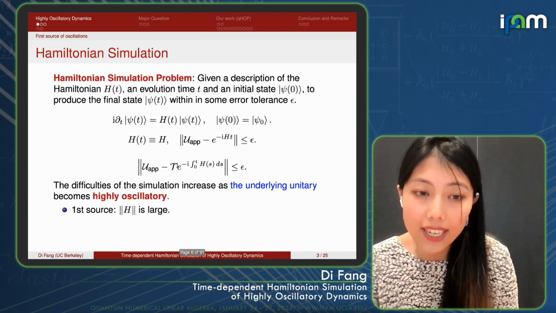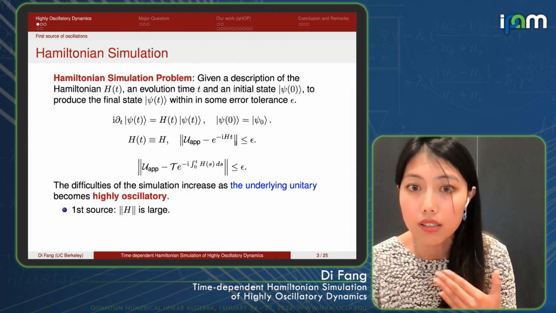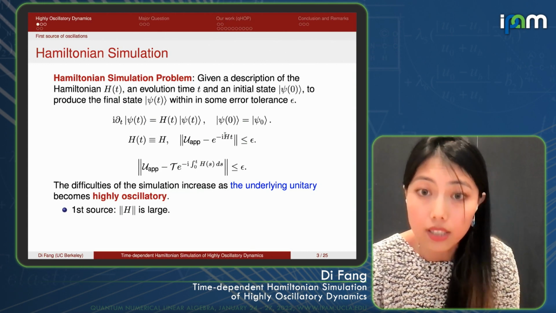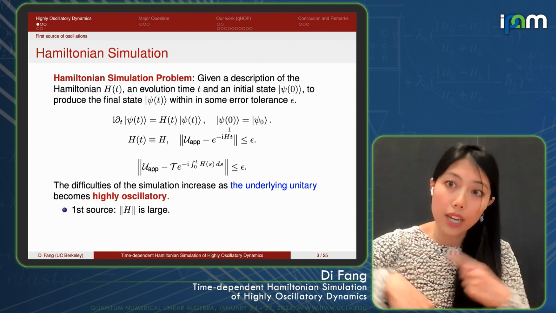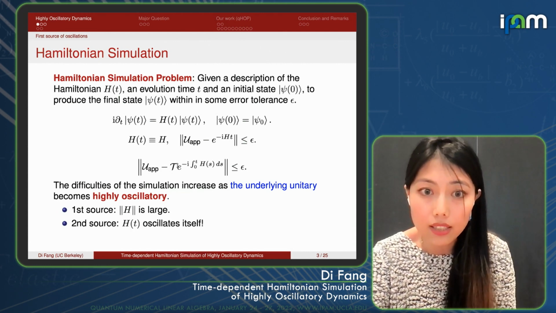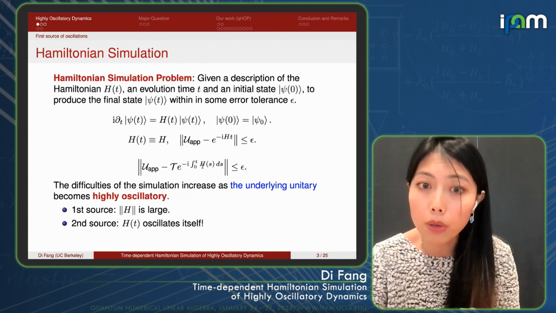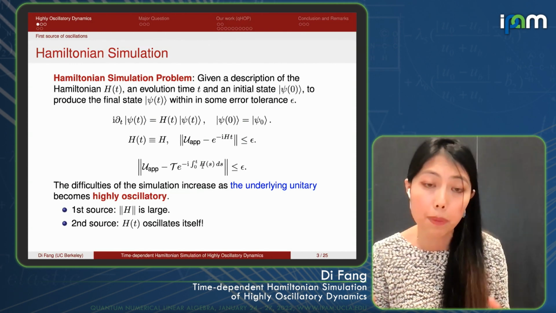Highly oscillatory can actually come from two different sources. Number one is, suppose the operator norm of H is super large. Then in the time-independent case, you can see that this unitary is rotating very fast. A second source is in the time-dependent case. Suppose H itself is changing very fast, then it also gives you highly oscillatory behavior.